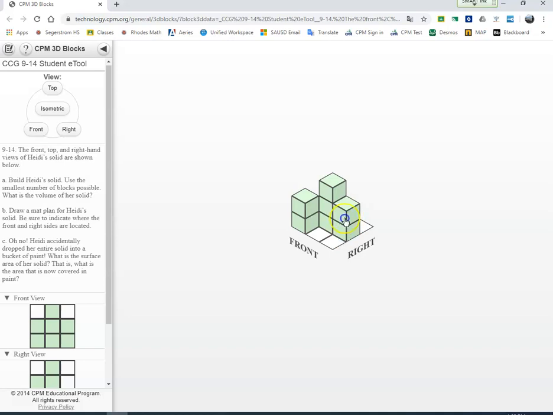Let's see if that works. Front, right, top. Done. Just to let you know, we've got a couple that are hidden there. I'm going to copy this, so that's what we got so we can see it, and I'll put it in the presentation. You take some time and sketch.